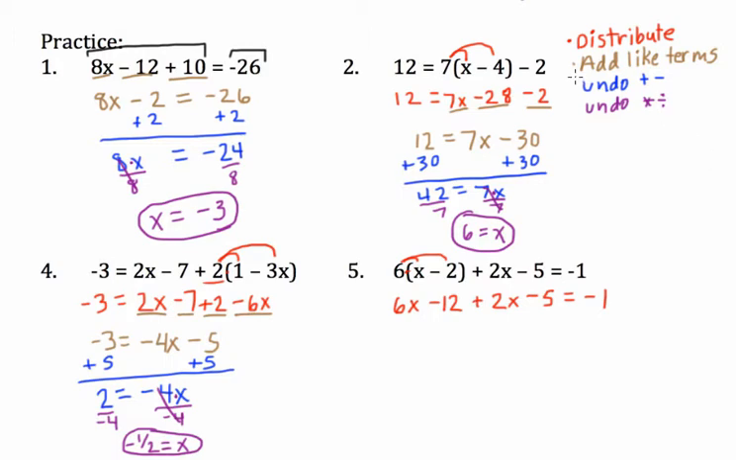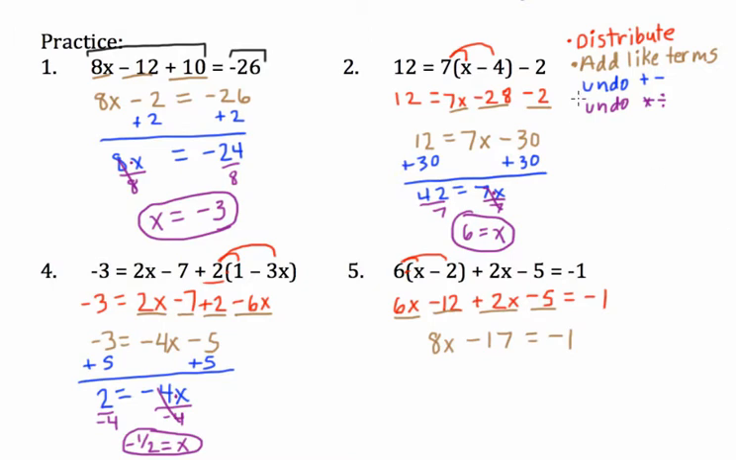Next, I want to add like terms. Again, I'm dealing only with the expression on this side of the equal sign. So I have a 6x and a 2x, that makes 8x. And a negative 12 and a negative 5. Think money, I'm now 17 in the hole, so that's negative 17. So I've simplified down to just a two-step equation.